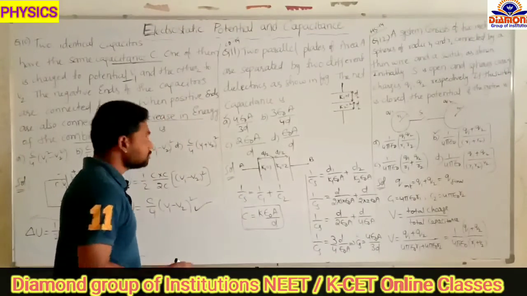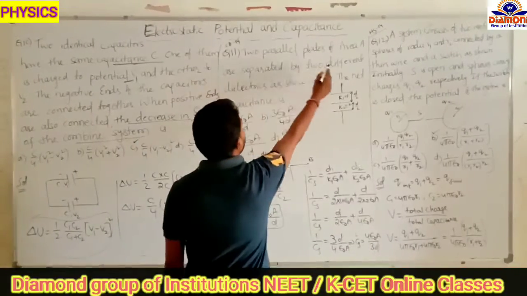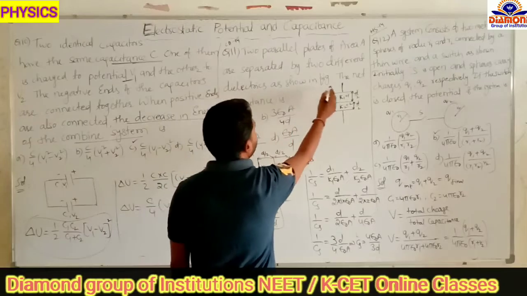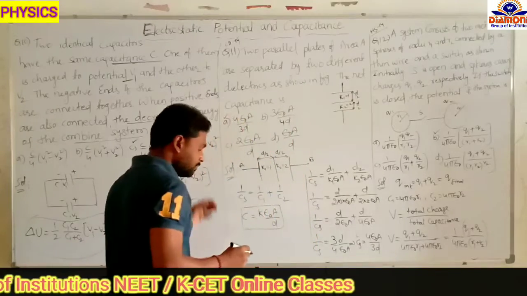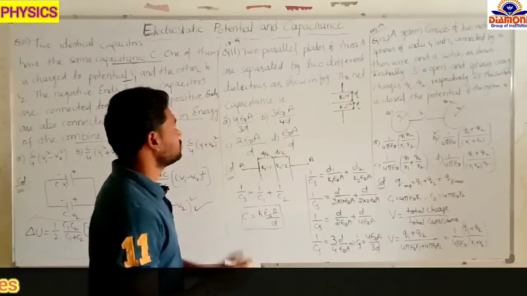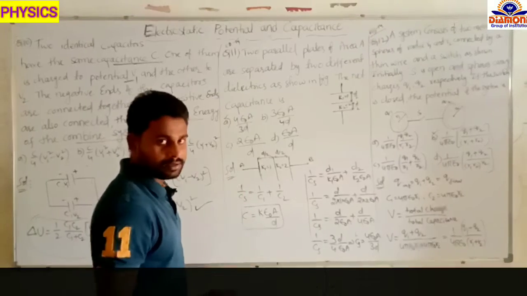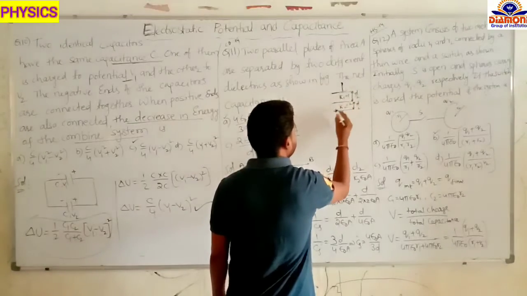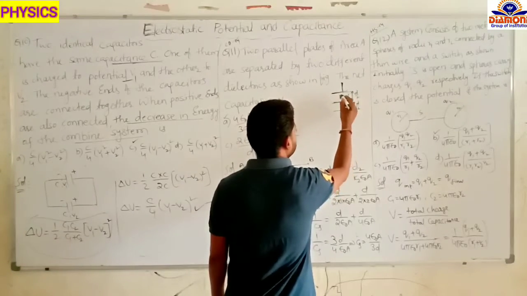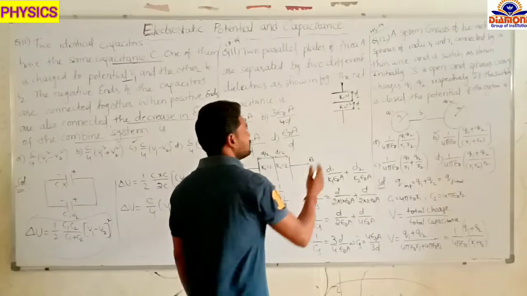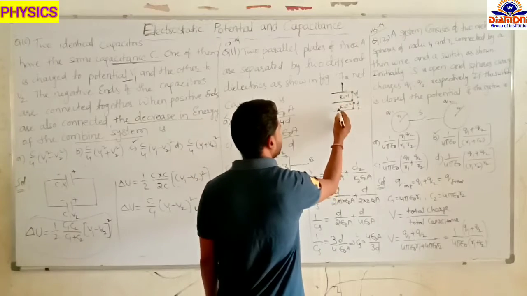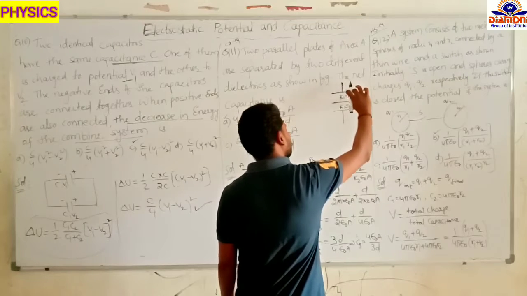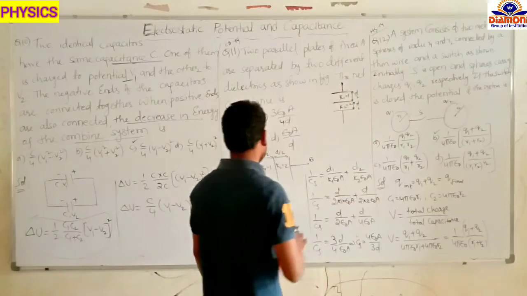Next, see the 11th question. Two parallel plates of area A are separated by two different dielectrics as shown in the figure. The net capacitance is. Here they are parallel plates, not capacitors in parallel. Remember that point. This is the arrangement given. These are the parallel plates separated by dielectrics. The first has dielectric constant K equal to 1, the second has dielectric constant 2, and the distance between the two plates is d by 2. Here also the distance between the two plates is d by 2.